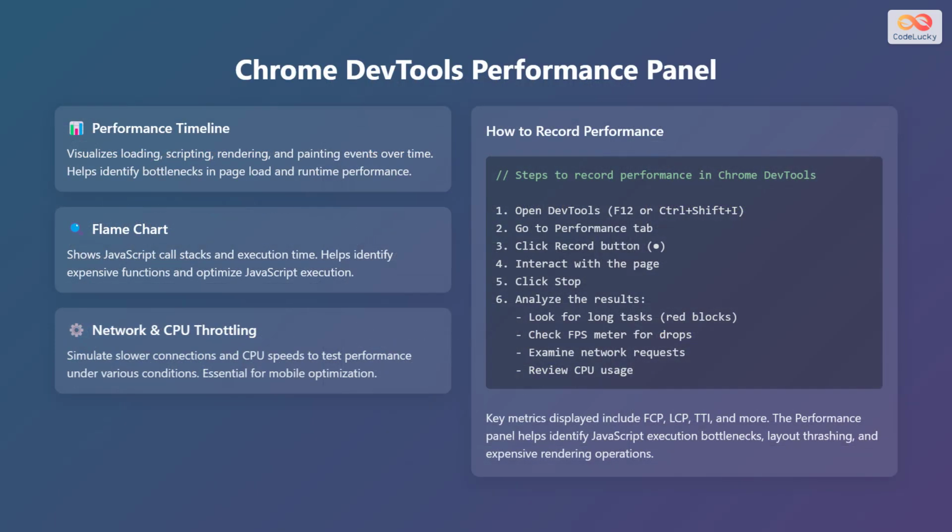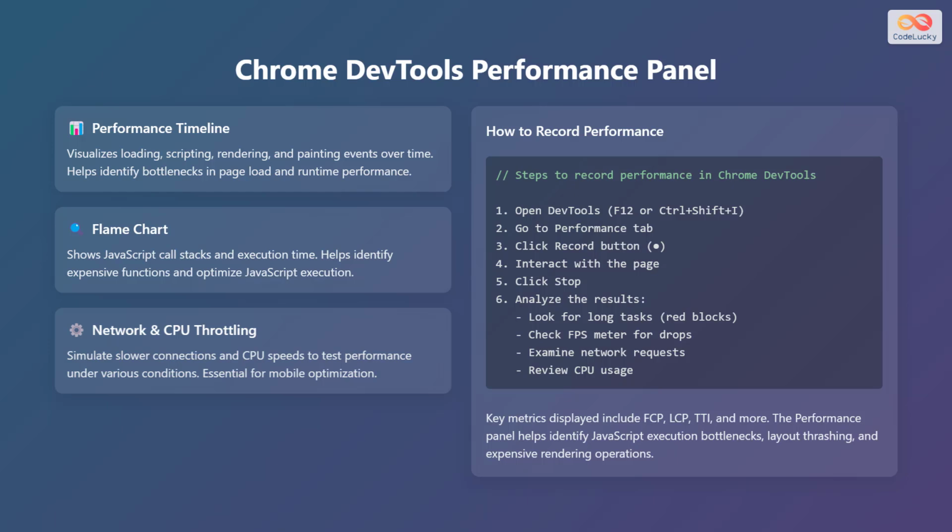Let's explore the Chrome DevTools Performance Panel. The performance timeline visualizes loading, scripting, rendering, and painting events over time. This helps identify bottlenecks in page load and runtime performance. The flame chart shows JavaScript call stacks and execution time, helping you identify expensive functions and optimize JavaScript execution. The network and central processing unit throttling features simulate slower connections and central processing unit speeds, allowing you to test performance under various conditions, which is essential for mobile optimization.